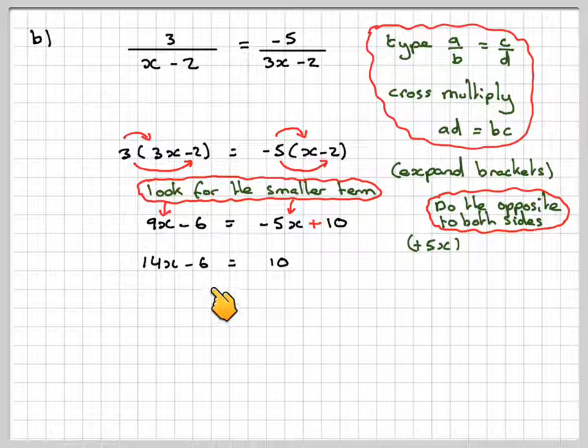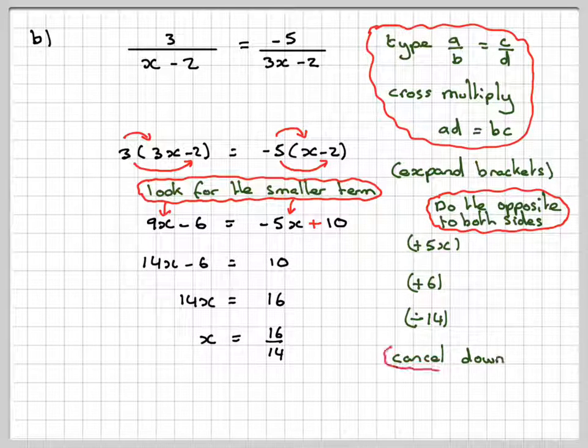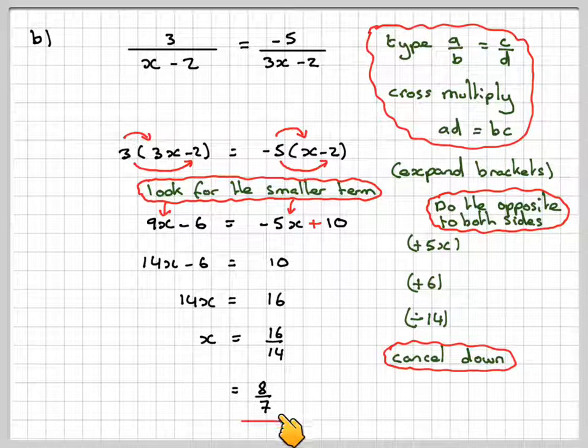Right. Obviously next we're going to just add 6 to both sides. So it gives me 14x on this side. 10 plus 6 gives me 16. The opposite of multiplying by 14 is to divide by 14, so we're going to get that x is equal to 16 over 14. And the tactic would be to obviously cancel down if we can. So 2 goes into both 16 and 14, so x is equal to 8 over 7. And it's okay to leave it as an improper fraction.